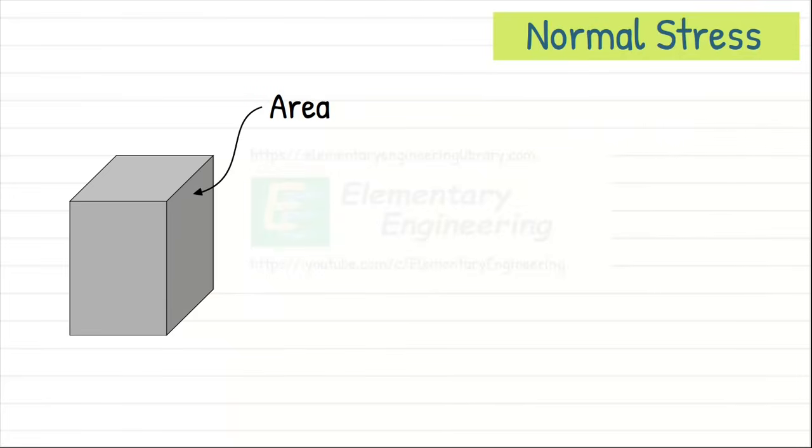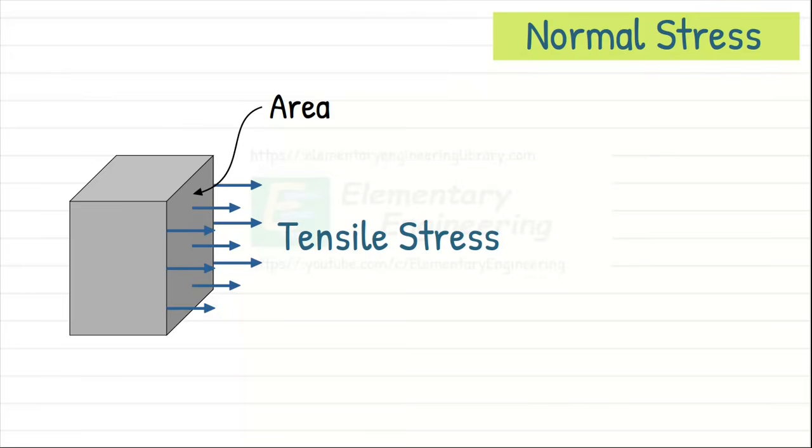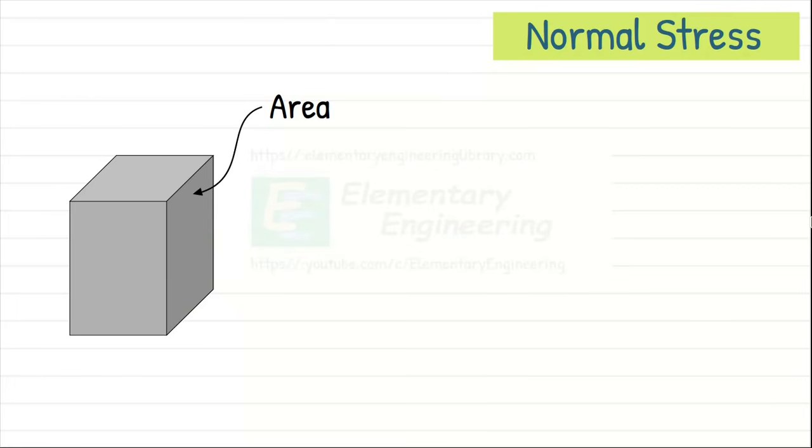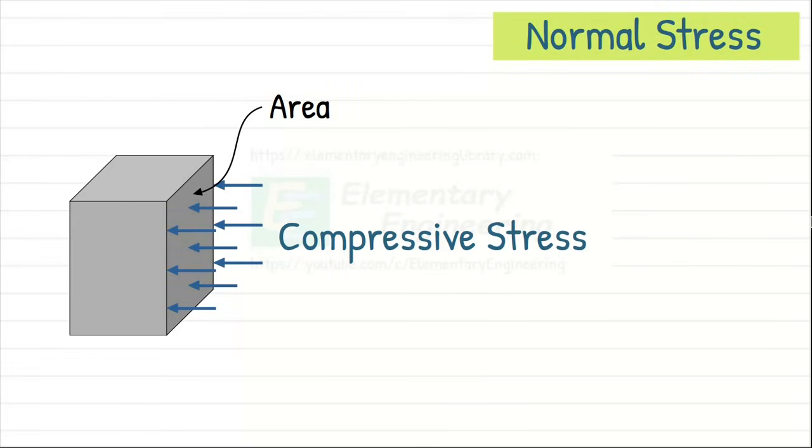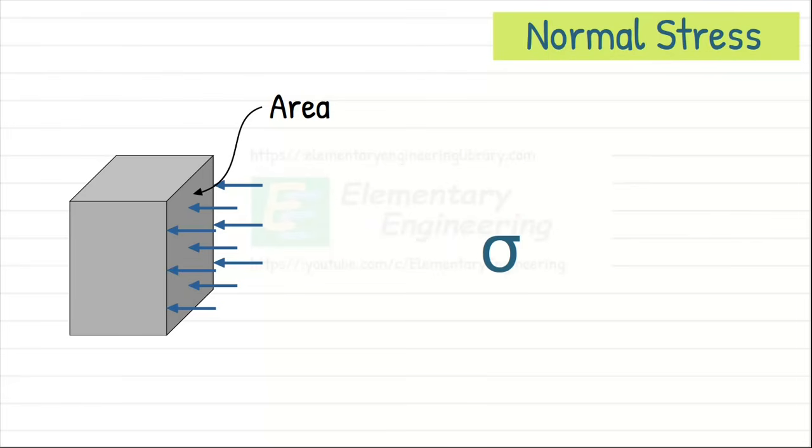Normal stress is the type of stress that acts perpendicular, meaning 90 degrees, to the cross section of the material. Now, if the direction of the internal force acting on this cross section is outward, it will try to stretch the material and we call it tensile stress. On the other hand, if the direction of the internal force is inward, it tries to compress it and we call it compressive stress. We write this normal stress, both tensile and compressive, as the Greek letter sigma, and mathematically it is defined as force per unit area.